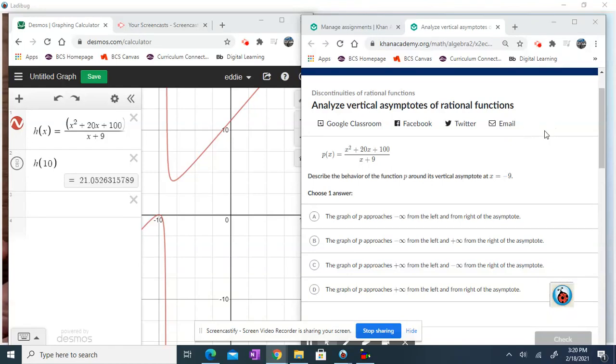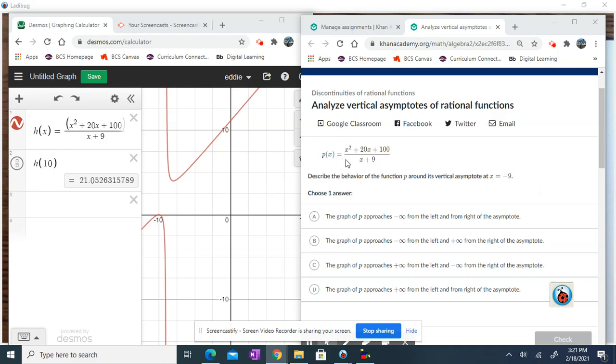Hey everybody, this video is on the Khan Academy assignment, analyze vertical asymptotes of rational functions. All right, so let me write this down on a sheet of paper. It's p of x is x squared plus 20x plus 100 over x plus 9. And the question is, describe the behavior of the function around its vertical asymptote, x equals -9.